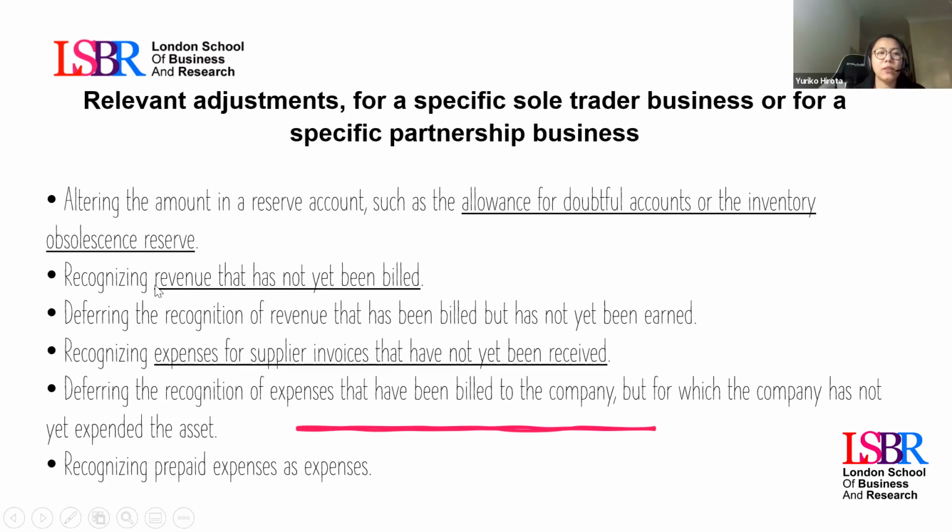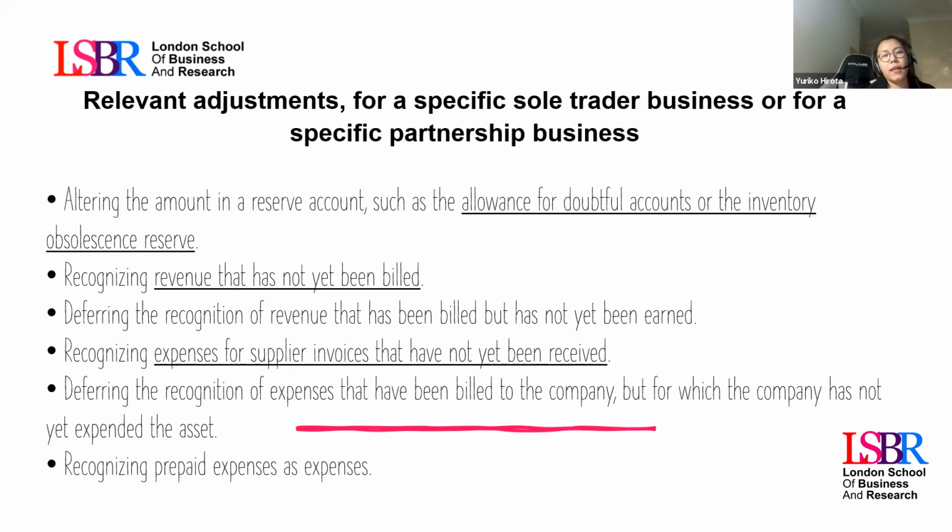Another adjustment is when we are recognizing the revenue that has not yet been billed. So probably we have an income, but at the moment that we are preparing the financial statement, we haven't received the invoice of that income. We are very sure that we are going to receive the money, but we don't have the physical invoice.